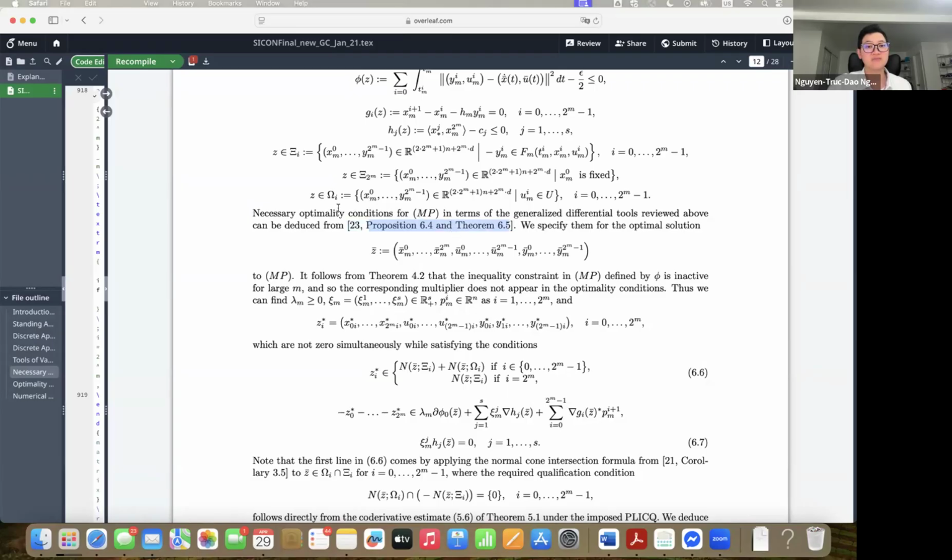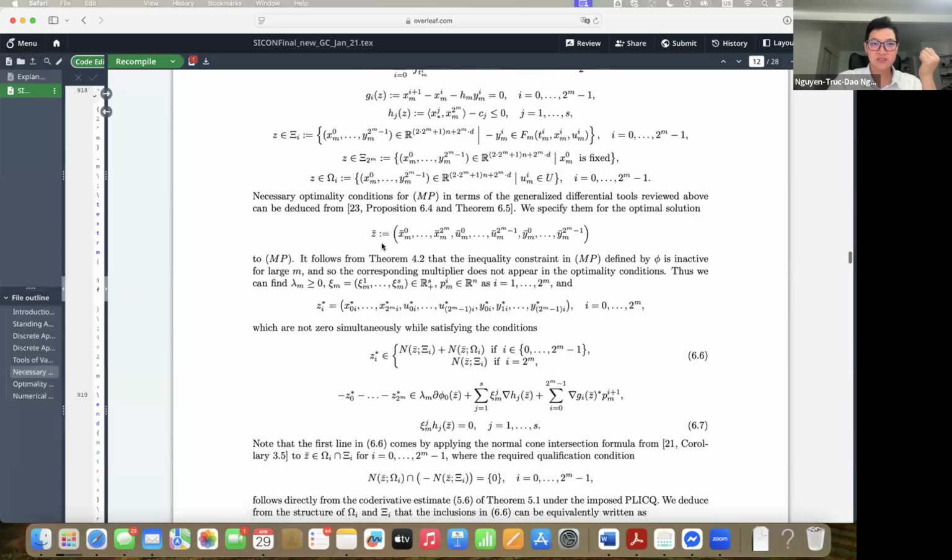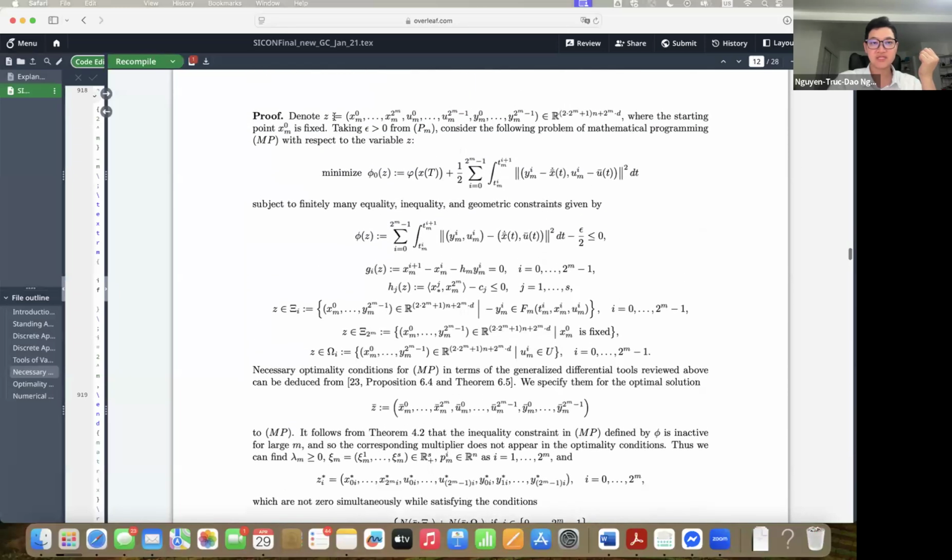So these are the two theorems needed for the NOC for the MP problem. NOC is necessary optimality conditions. I'm just saying it in a short form, and we specify them for the optimal solution in this way. So z bar, as you can see, comes from z here, but since it's the optimal solution, you add the bar on top of z, and then instead of all these elements, you just replace them with the notation with the bar.